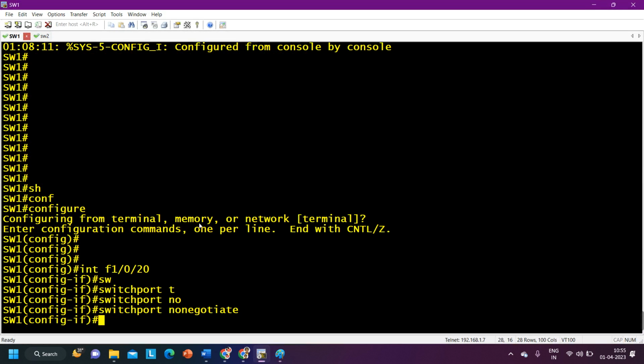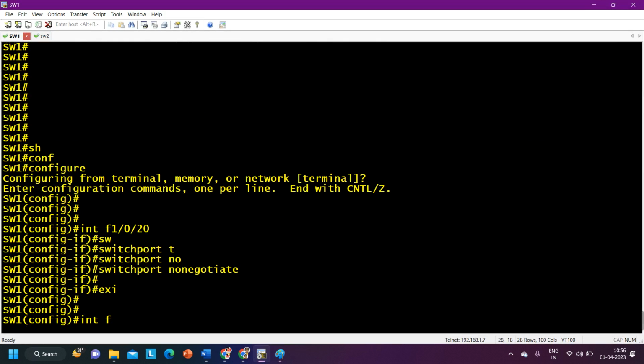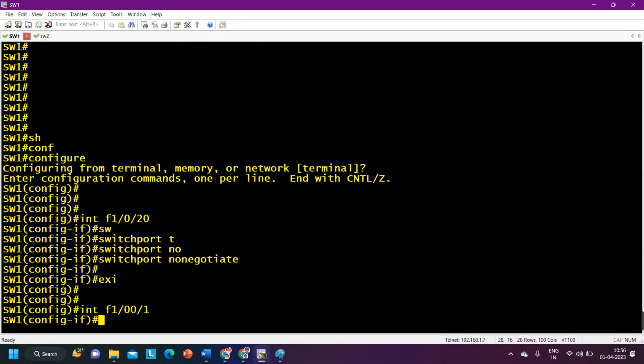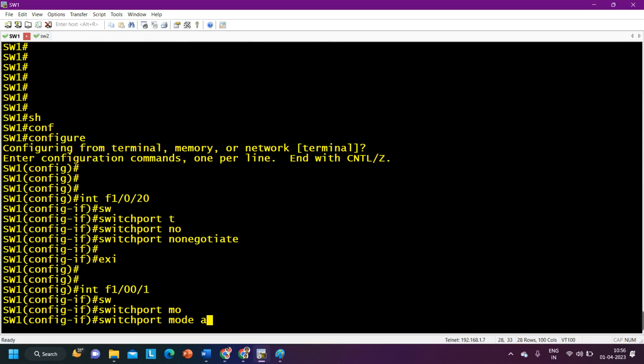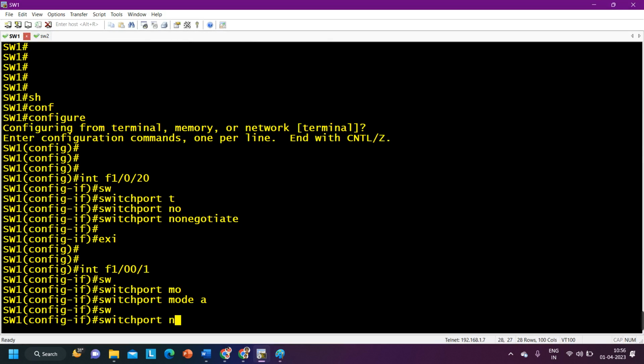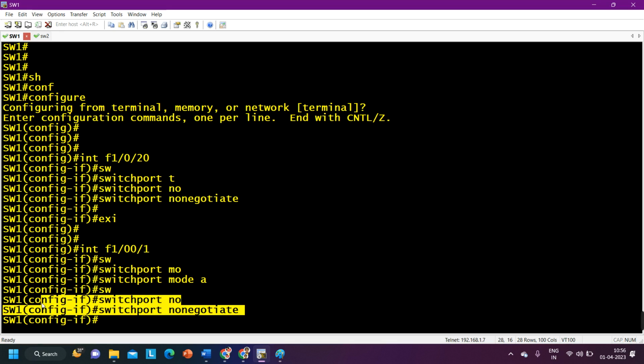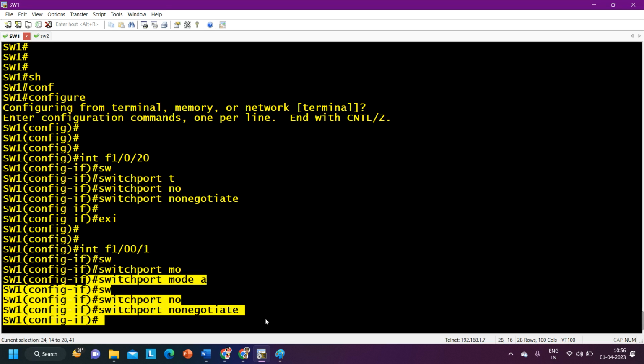So on F1/0/1, which is connected with router number 1, interface F1/0/1, here switch port mode access must be configured, right? After that switch port no negotiation must be configured. These two commands must be configured on the LAN interface. Okay, so if the interviewer asks what command we need to run on the LAN interface so that DTP will not send any message from the LAN interface, you will run these two commands there.